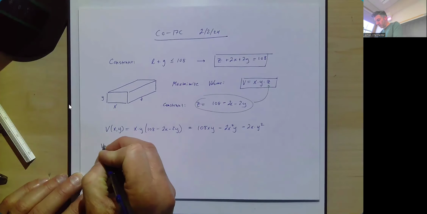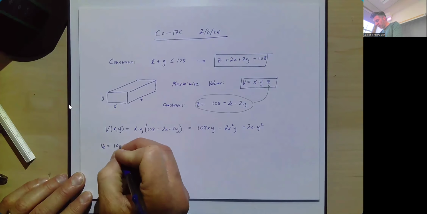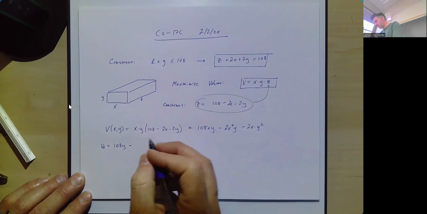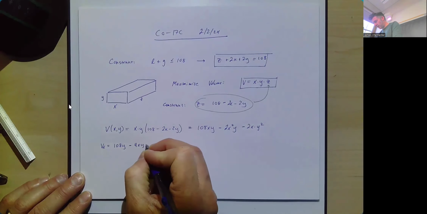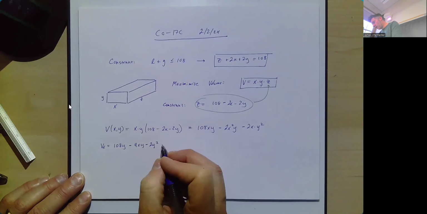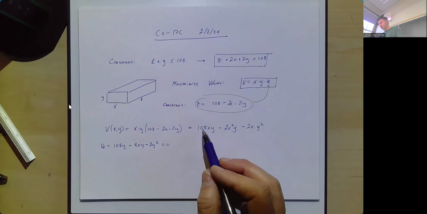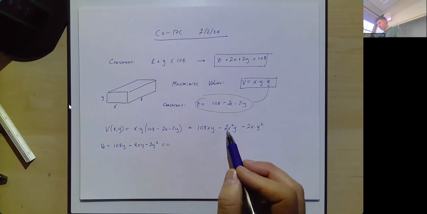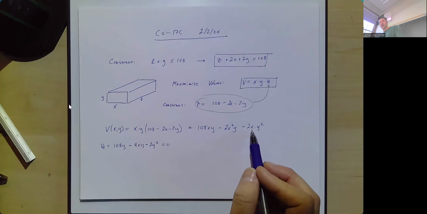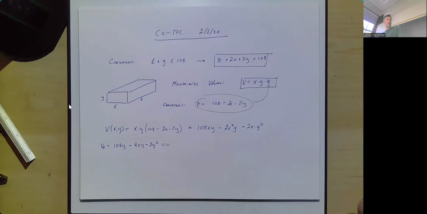So my partial with respect to x is going to be 108y minus 4xy minus 2y squared. Something I want to point out here that you might notice: this equation is symmetric in the variables x and y. What that means is that if you interchanged every x and every y, the equation would still be the same. If I wrote this as 108 times y times x minus 2 times y squared times x minus 2 times y times x squared, it would still be the same equation.